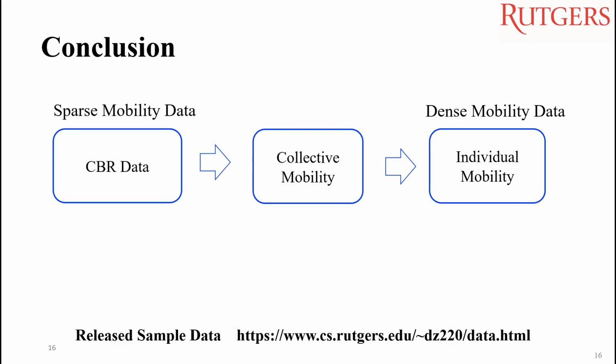So in conclusion, we start with sparse CBR data and design a data recovery system with 2 components to achieve dense mobility data.